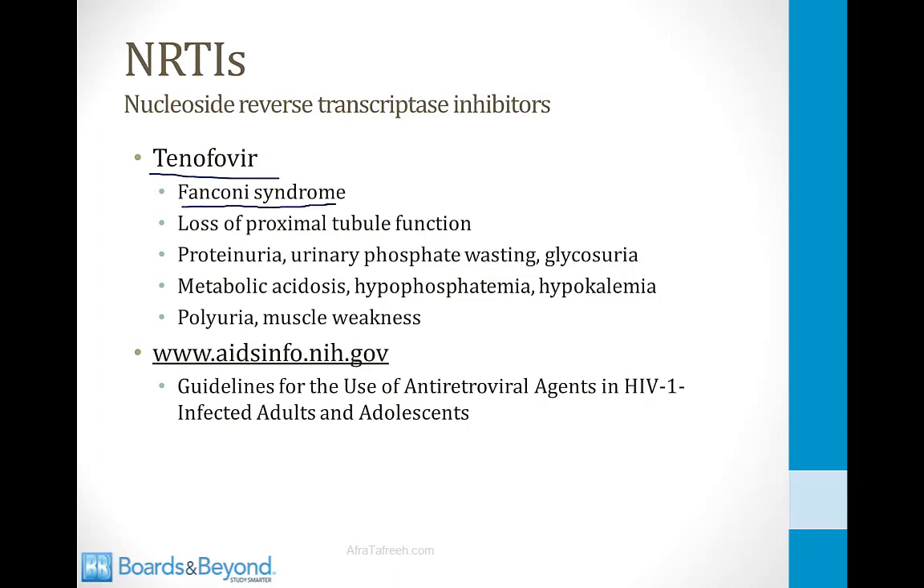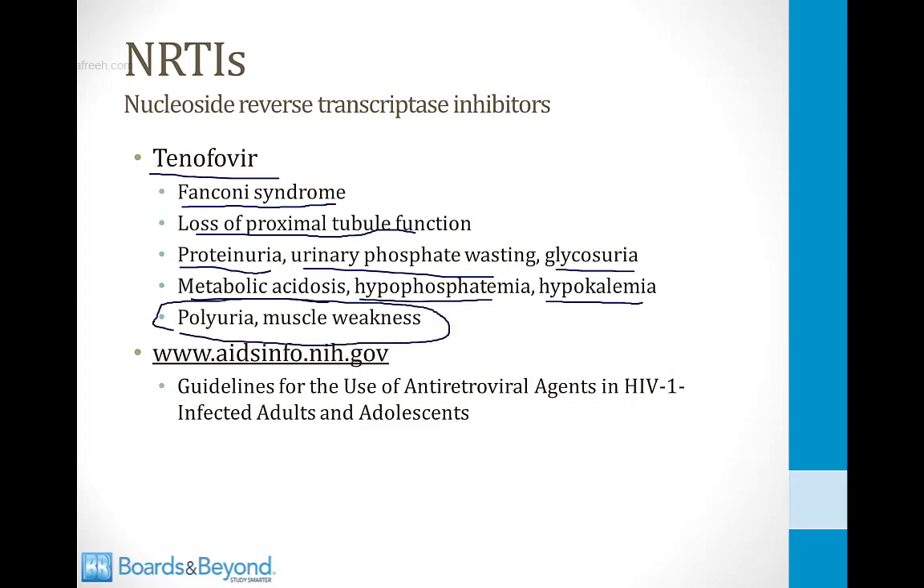This happens to a small number of patients who take tenofovir. They lose their proximal tubule function in the nephron. As a result, they spill protein in the urine, they waste phosphate in the urine, they can have glucose appear in the urine. They can develop a metabolic acidosis and low phosphate levels in the blood and low potassium levels in the blood. And I talk about all this in more detail in the nephron physiology modules, but the bottom line is this could be presented as a board question of a patient on tenofovir who develops polyuria and muscle weakness.